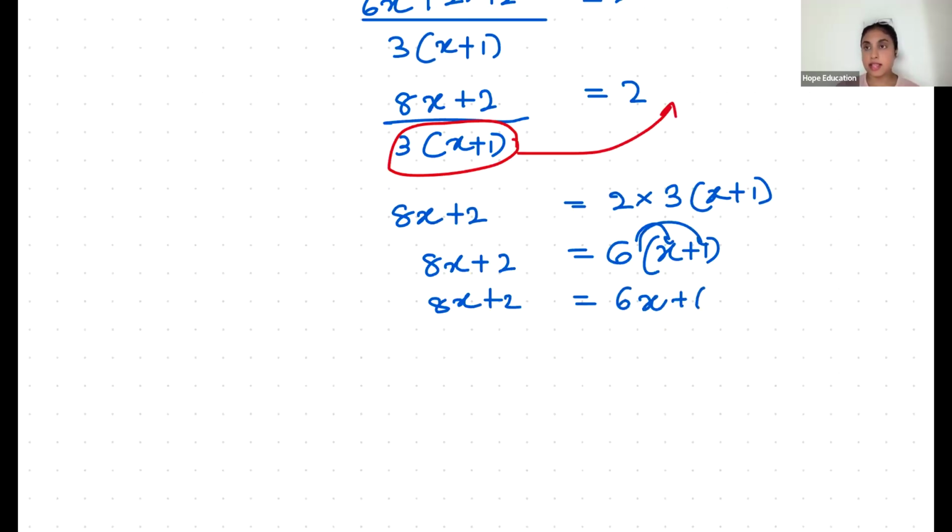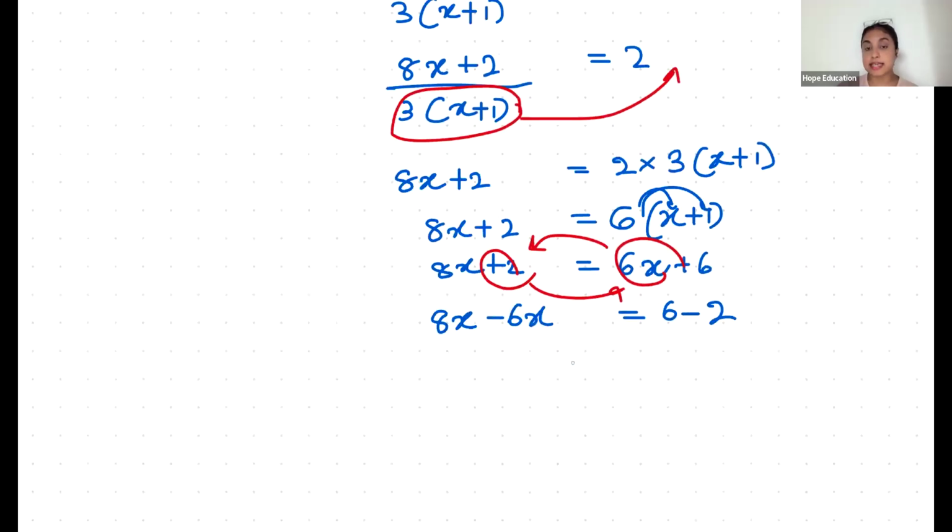Now what I do is I need x to be at one side. Now I need to find the value of x. So 8x is here. This 6x I'm going to move to the other side. Now here this is plus now. When I bring it to other side, it becomes minus. Then on my side plus 6 is remaining. Then what I do is this 2, I bring it to the other side. Here this 2 is plus. When I bring it to other side, it becomes minus. So what do we have?